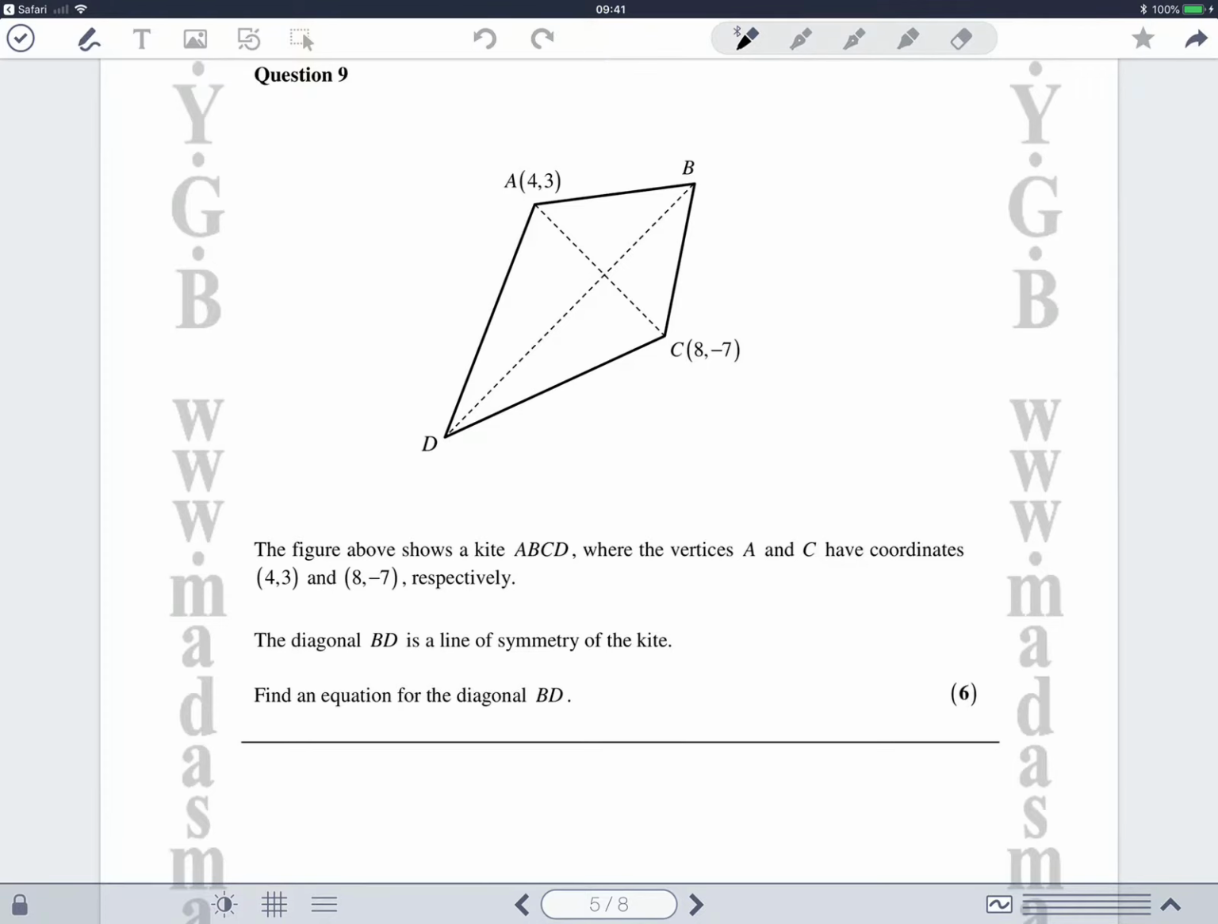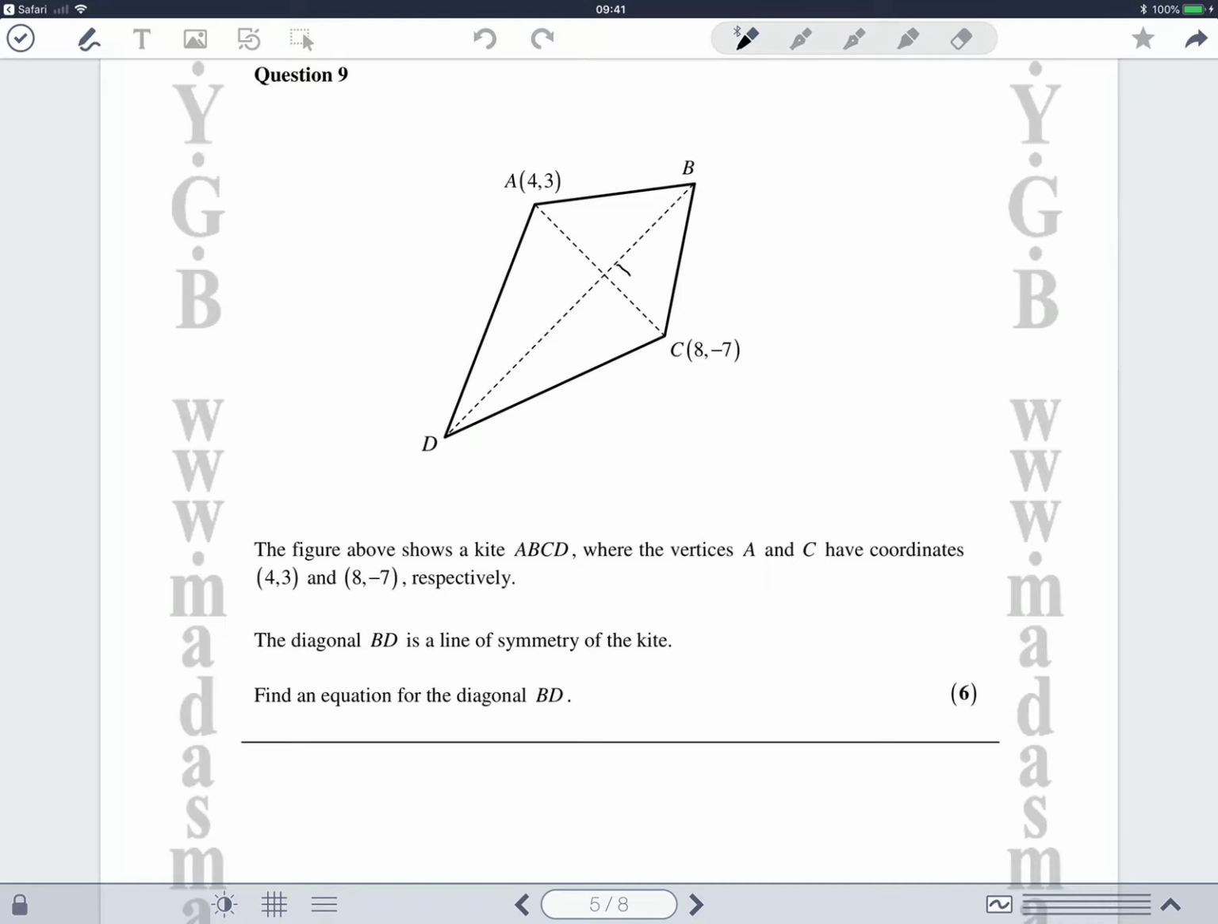Okay, for question 9 on the madasmaths.com MP1 series, paper N, the figure above shows a kite ABCD, where the vertices A and C have coordinates (4, 3) and (8, -7) respectively. The diagonal BD is a line of symmetry of the kite. Find the equation for the line BD.